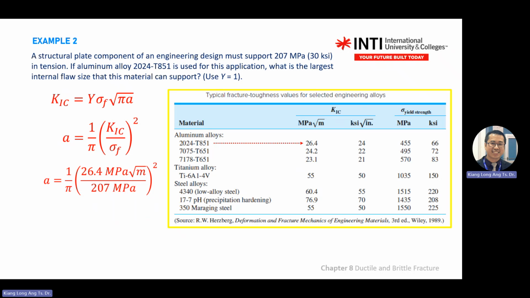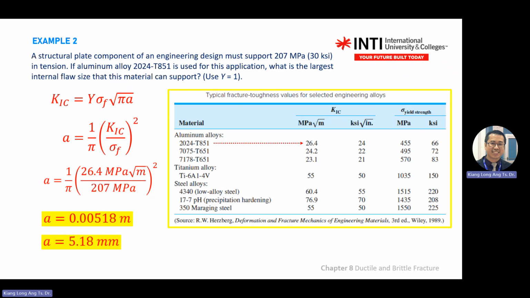Because here is the maximum it can support, but this is the design problem. He asks that the operation must be able to support 207. So you need to find the largest crack size under this load. Don't confuse it with the yield strength value in the table. So the size will be 5.18 mm. Sorry, not micrometer.